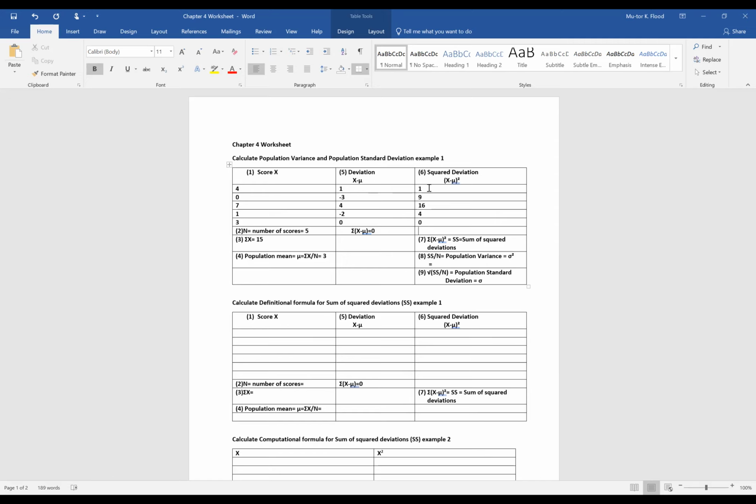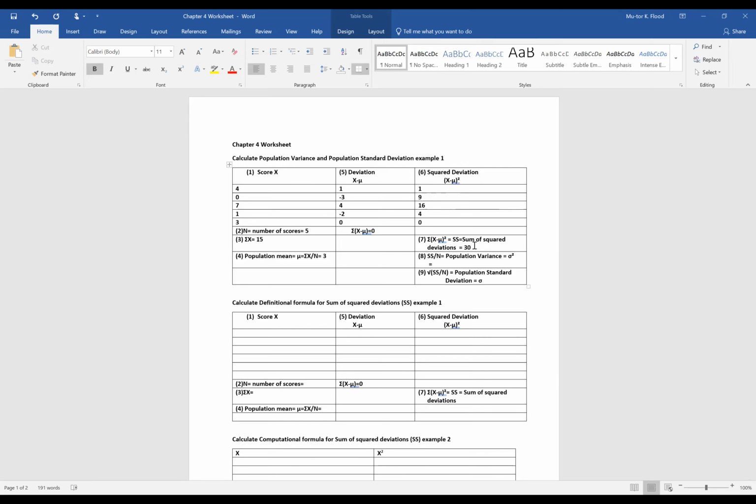Now, step 7 asks us to add up all of those squared deviations. What we'll get is what's called SS, or the sum of squared deviations. So if we add 1 plus 9 plus 16 plus 4, that is going to give us 30.